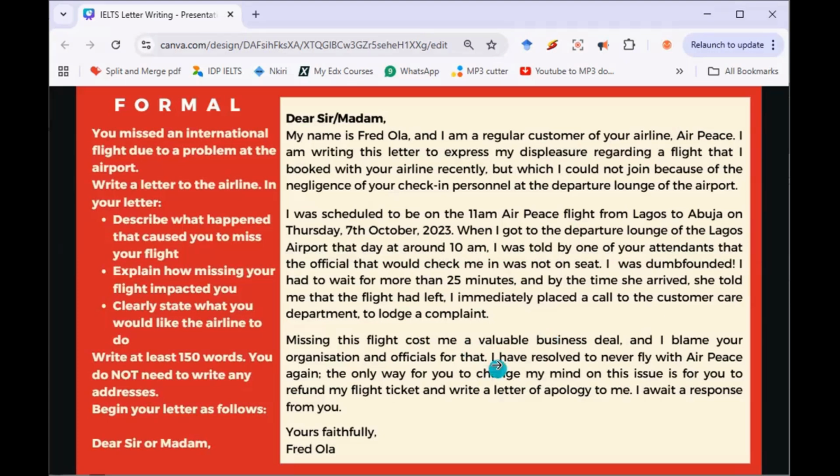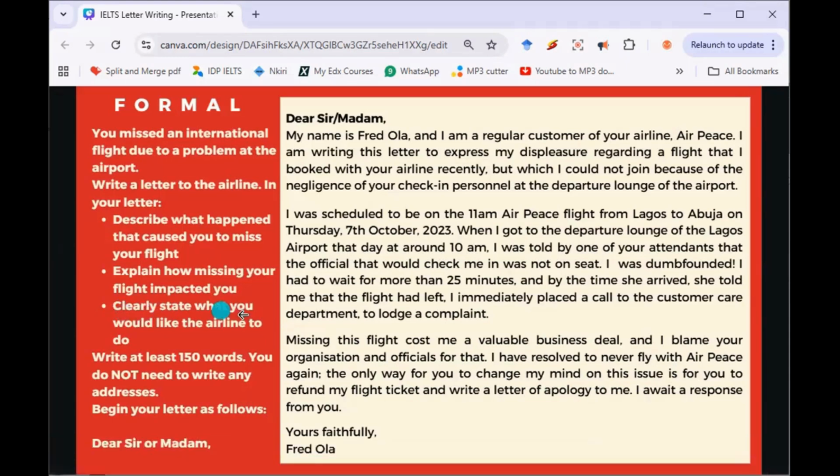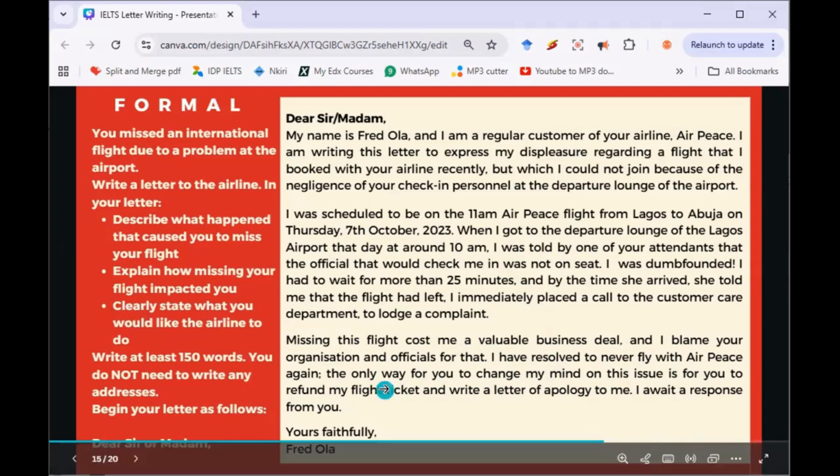Next sentence, I have resolved to never fly with them again. Semicolon. The only way for you to change my mind on this issue is for you to refund my flight ticket and write a letter of apology to me. Look at it. Last bullet. Write clearly or clearly state what you would like the airline to do. So what you want them to do is what? Refund your flight tickets and what? Write a letter of apology.